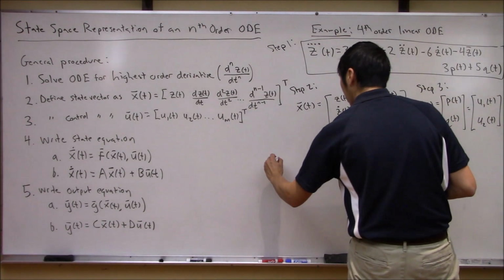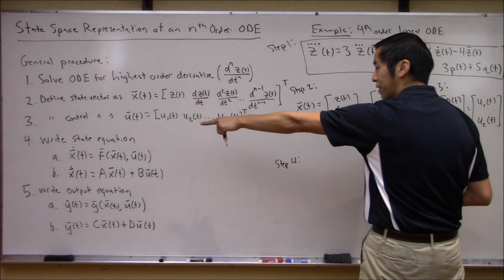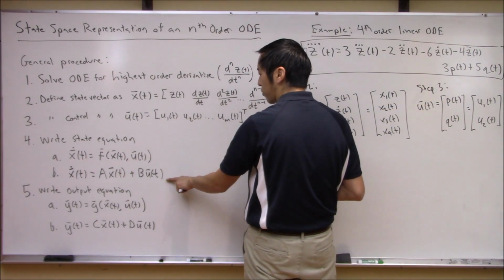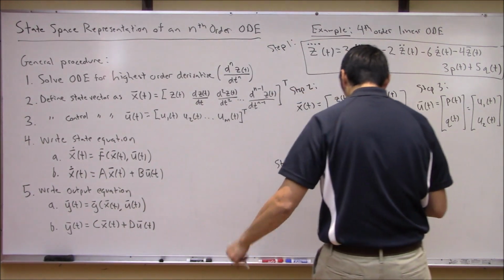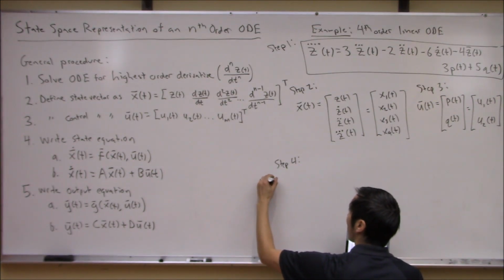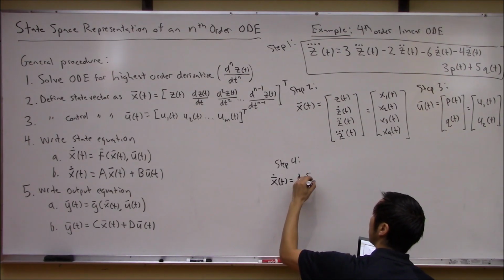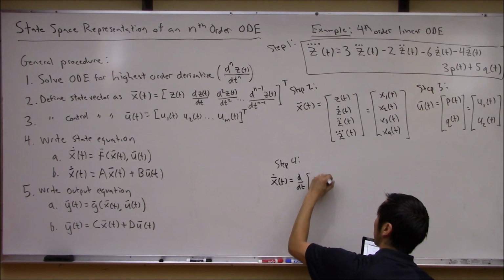Okay, so now, step 4 is we are basically going to just write the state equation. I know I'm in this linear case, so I'd like to get it to look something like this. So let's see how we can massage this. Let's just write down what x dot is. This is just the time rate of change, or the d/dt of the state vector, right?